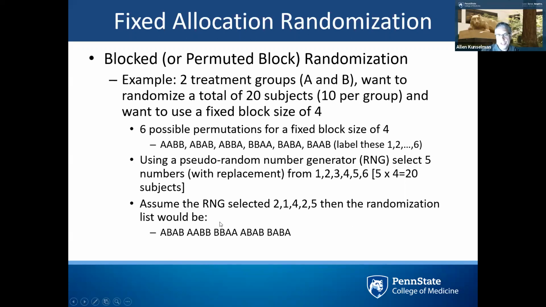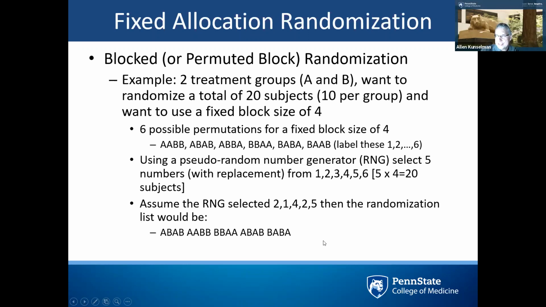What the randomization does, using a pseudo random number generator, is select 5 of these numbers with replacement. Why 5? Because if our block size is 4, 5 blocks times 4 in each block is 20, which gives us our total of 20 subjects. So let's assume this random number generator, with replacement, picks the numbers 2, 1, 4, 2, 5. Then our final randomization list will look like this. The first block would be 2, so it's ABAB, and then it picked 4, which is BBAA.